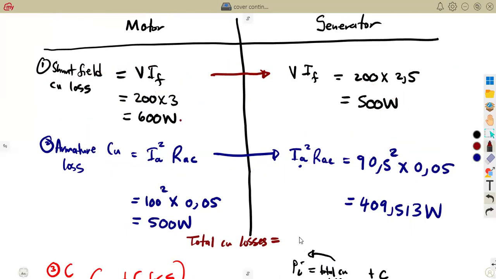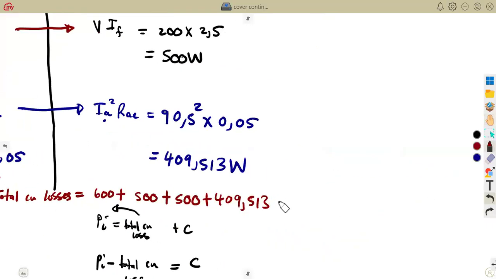The first one was 600 plus this one, it was 500 plus this one, it's 500 plus this one, it's 409.513. You add all these losses together. So that was the total copper loss according to our information, combining everything. This was going to give us 2009.513 watts.